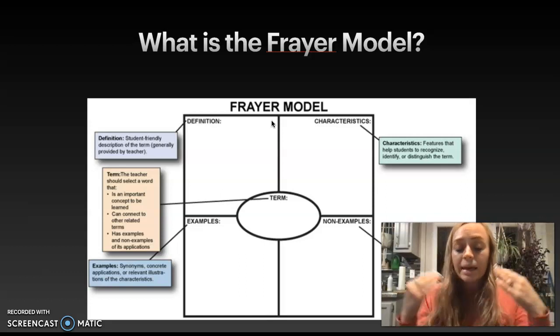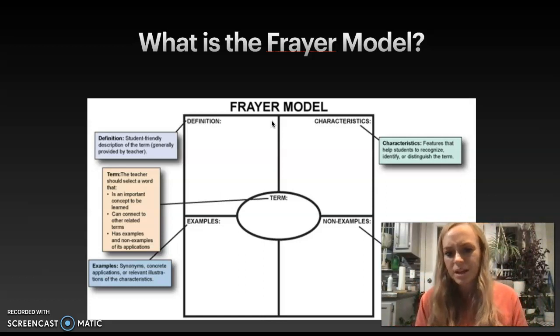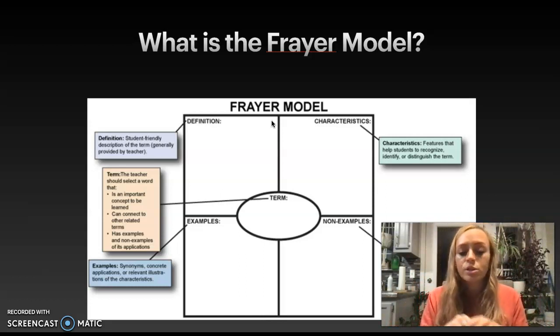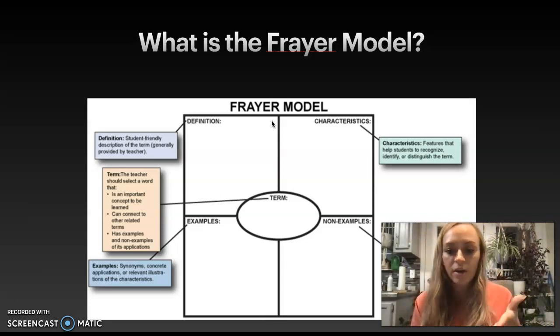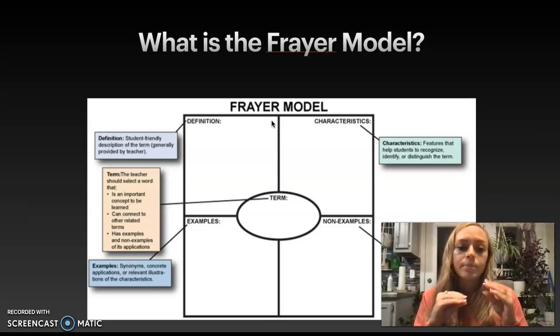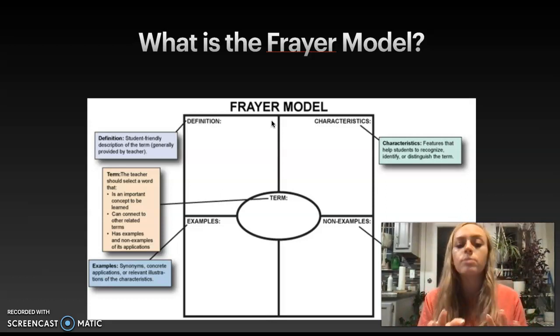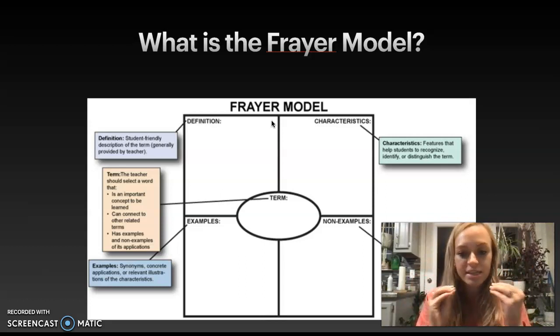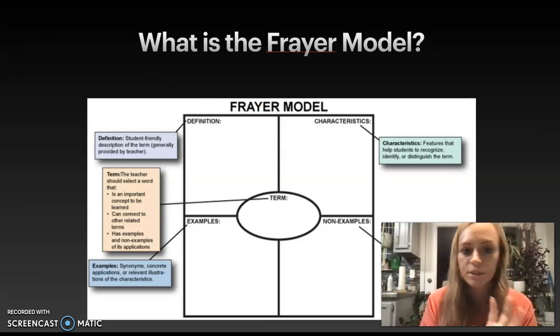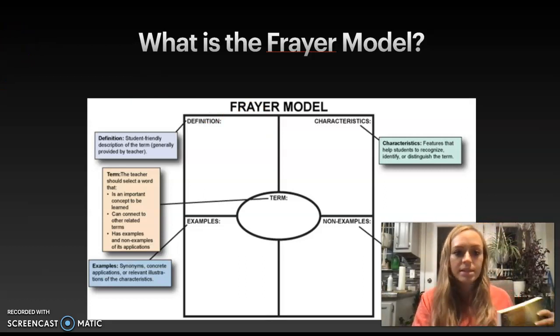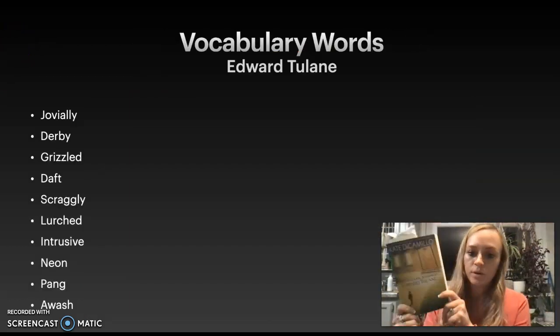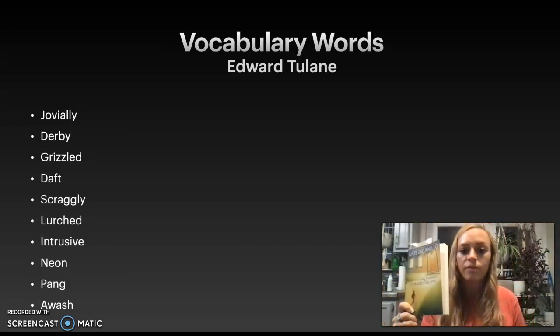So maybe characteristics is too hard for them to come up with. They don't understand. Then you could do an illustration. Maybe for non-examples, you can change it out to use it in a sentence. It can be changed and altered to however you like, so that's why I really do like the Frayer Model. It's basically four corners of help for the students to be able to understand that term. I really do love that. So let's take a deeper look into The Miraculous Journey of Edward Tulane.